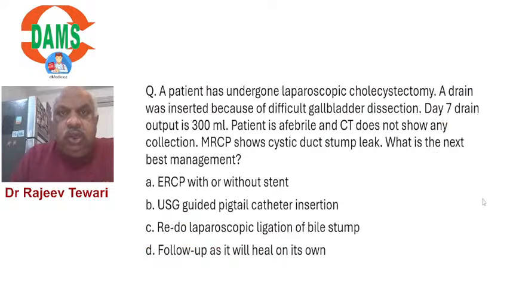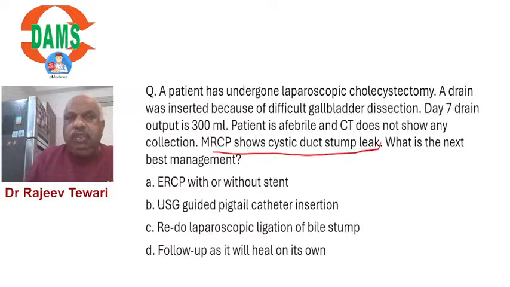A patient has undergone laparoscopic cholecystectomy. A drain was inserted because of difficult gallbladder dissection. After 7 days, 300 ml output is there. Patient afebrile. CT does not show any collection. MRCP shows cystic stump leak, which is Strasberg type A injury, which is managed by ERCP with stenting.